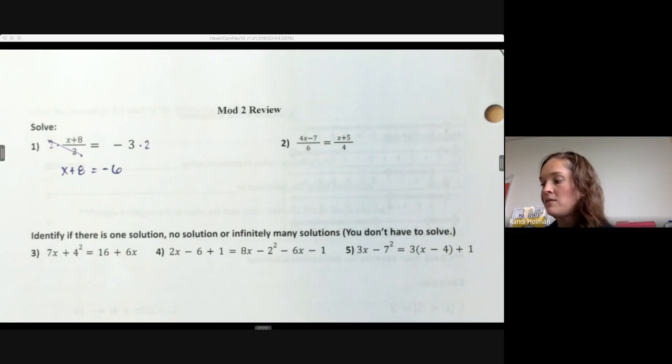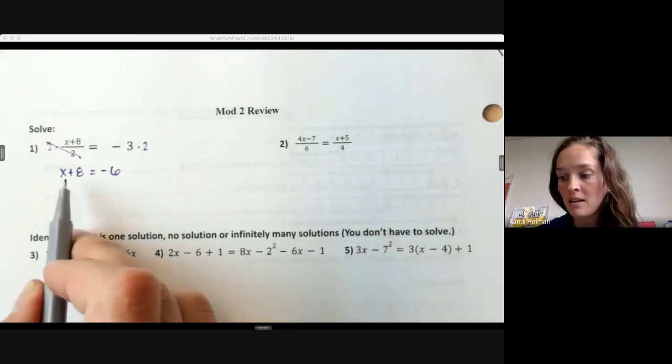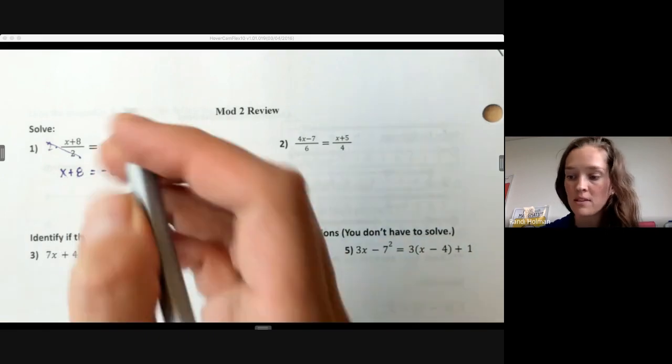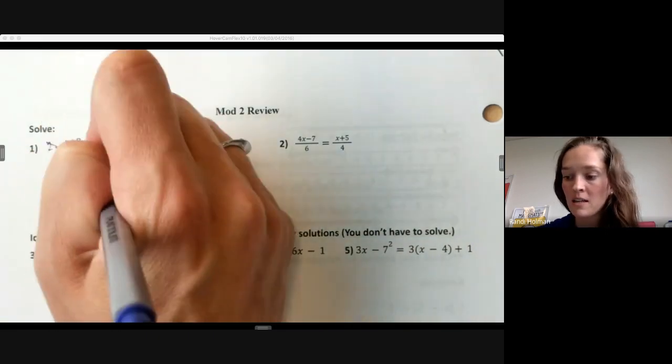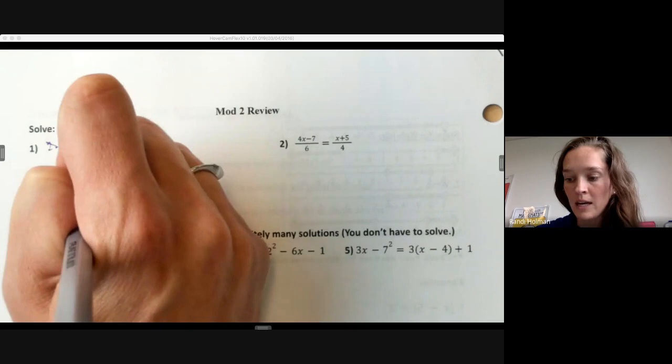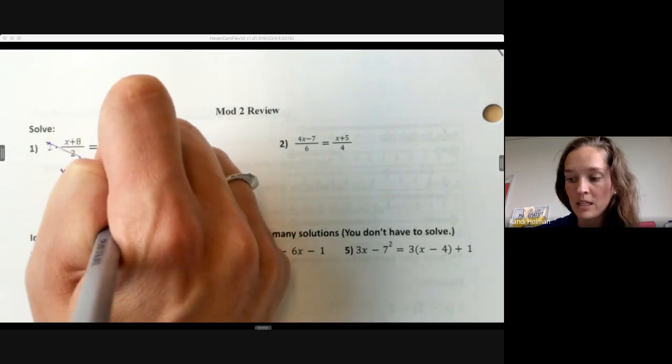Okay. Once we've done that, we are just going to continue on isolating the variable. So instead of adding 8, the inverse of that would be subtracting 8. So we'll get x equals negative 14.